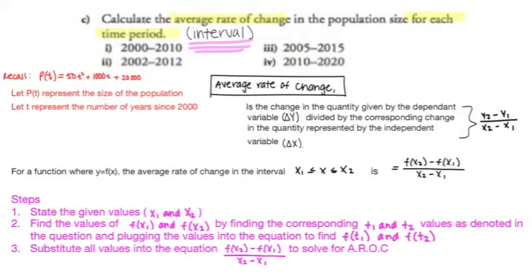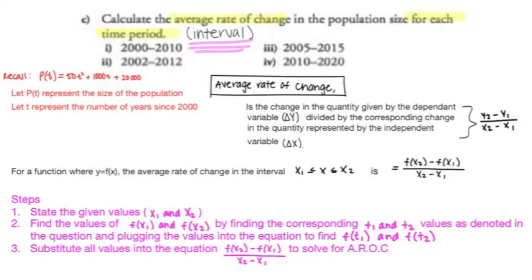In this question, the change in x will always be the change in time, or the change in t. Note that t and x are interchangeable in the bottom line, however t in the equation represents the number of years since 2000. Therefore, in step 2, we must find our f of x1 and f of x2 values of our equation by finding our corresponding t values and inputting them into the P of t equation.